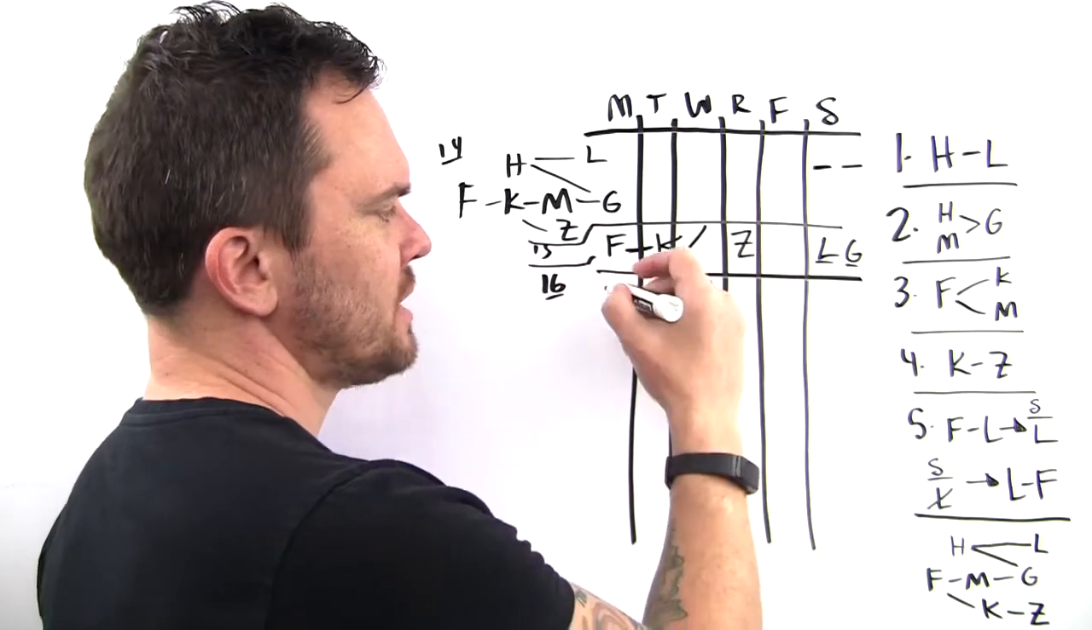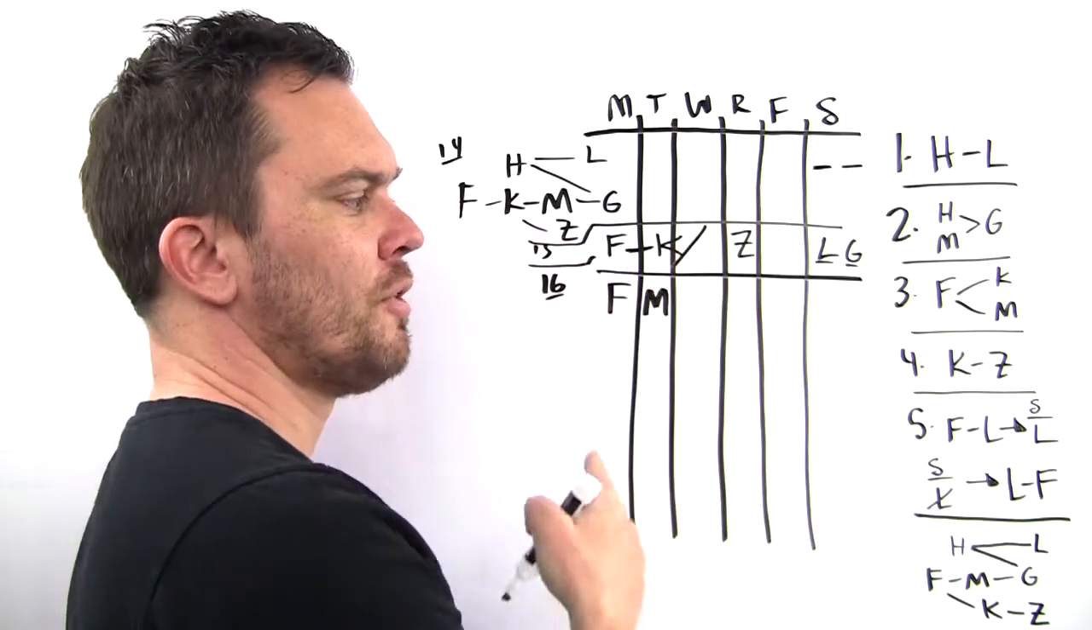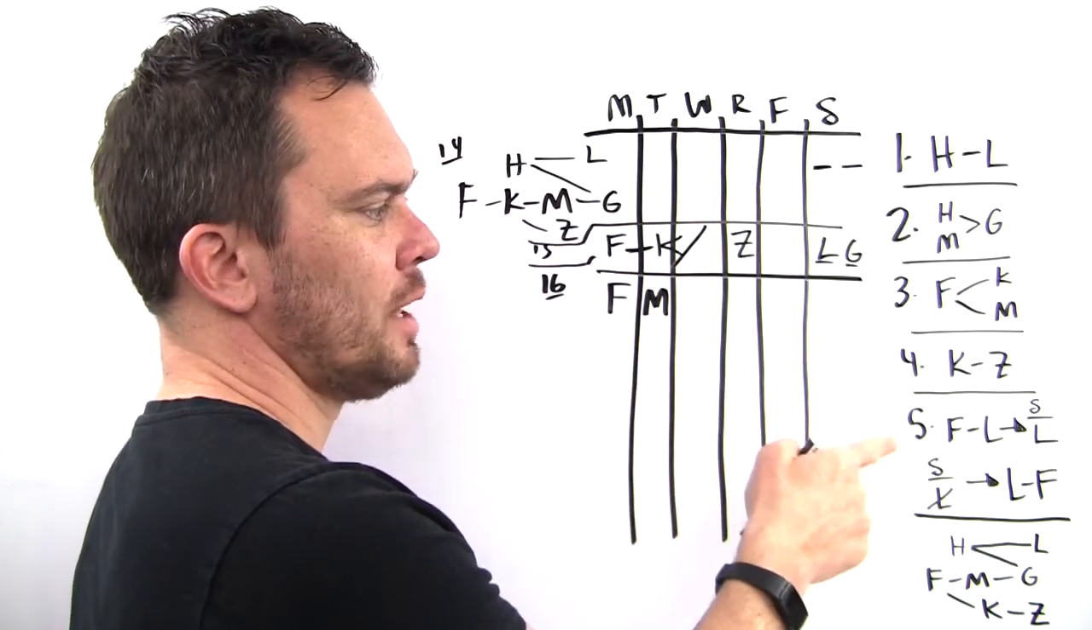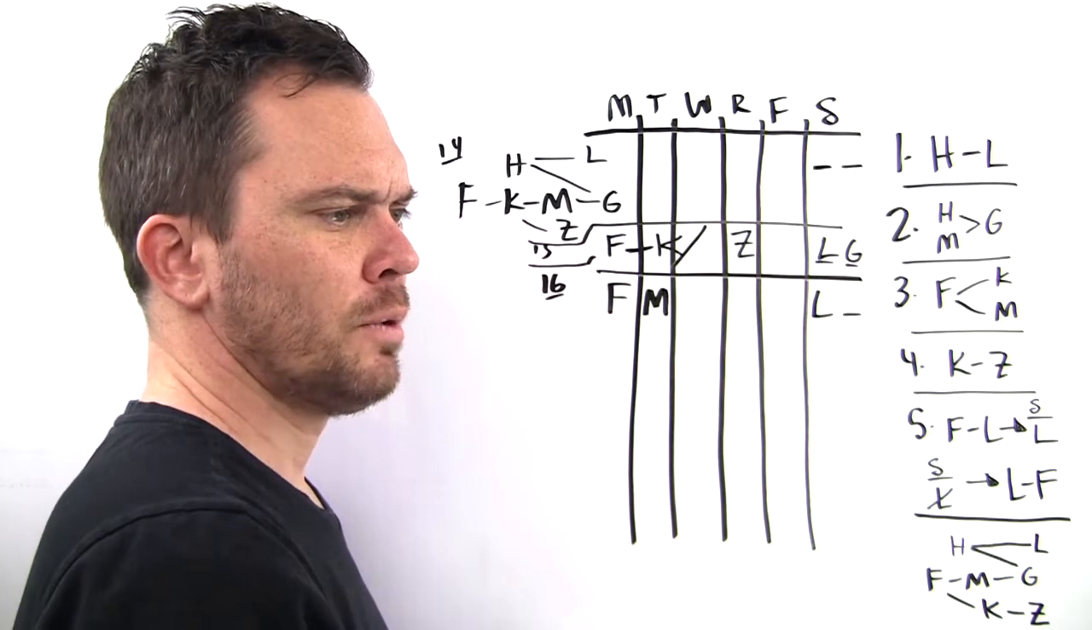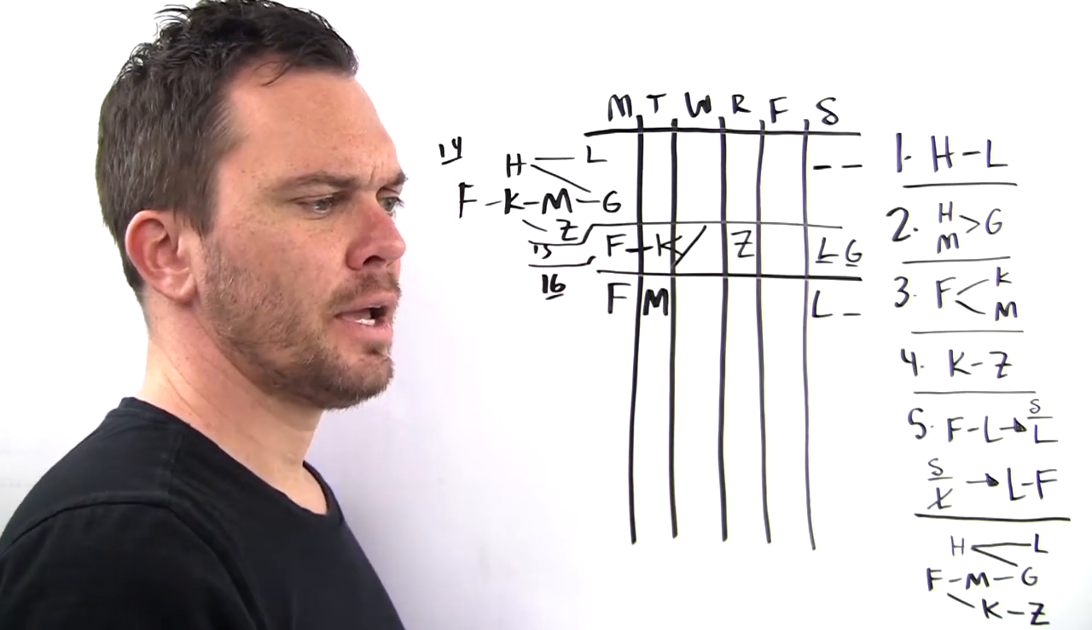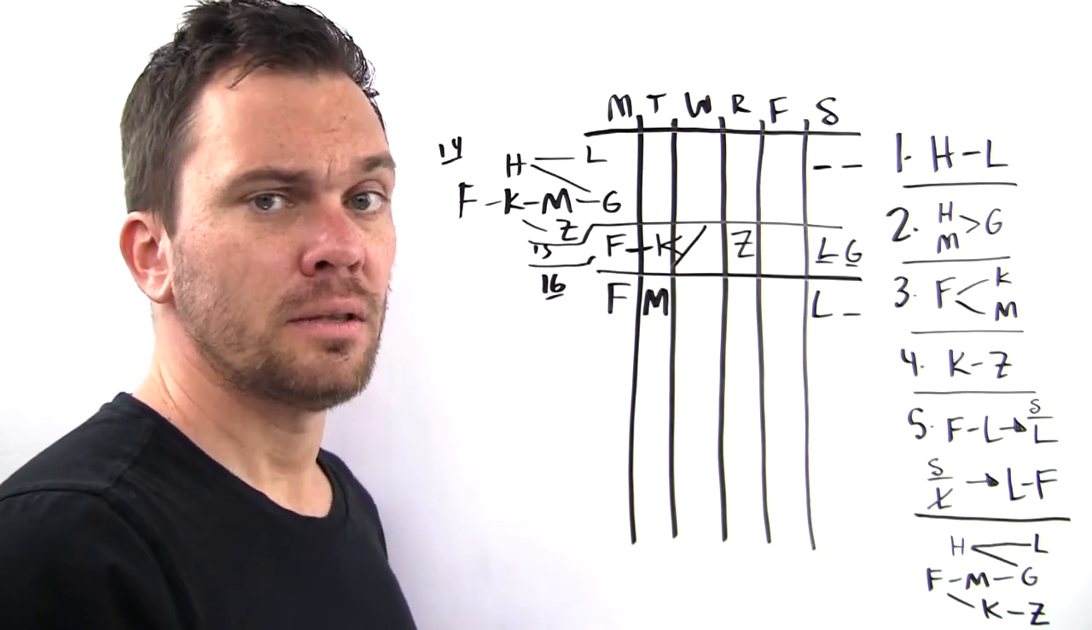Well, from my diagram, that means F is before. From my rules, now F is before L, so L is on Saturday. We were asked what must be true. L is on Saturday. Answer choice C. Yeah, that has to be true.